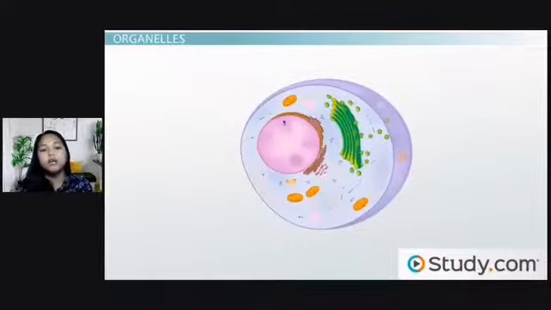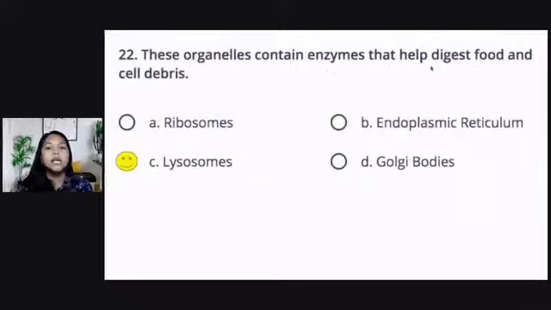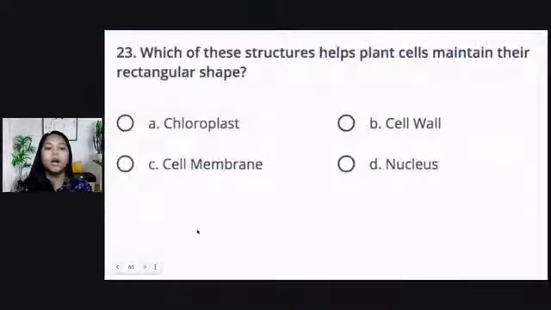You have your nucleus, your nucleolus, ribosomes. Then you have your rough ER, the smooth ER. You have the Golgi body, your vesicles, lysosomes. You also have your mitochondria and the centrioles. And of course, this is your cytoplasm. But we were looking for lysosomes. Our question: contains enzymes that help digest food and cell debris. Lysosome is our answer. Okay, we move on.